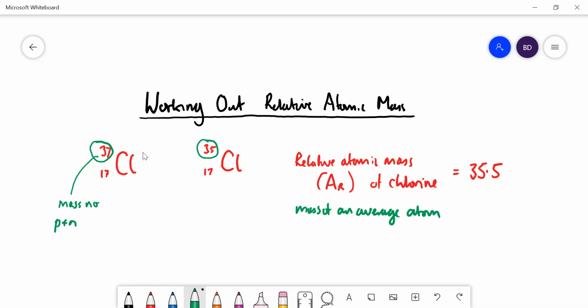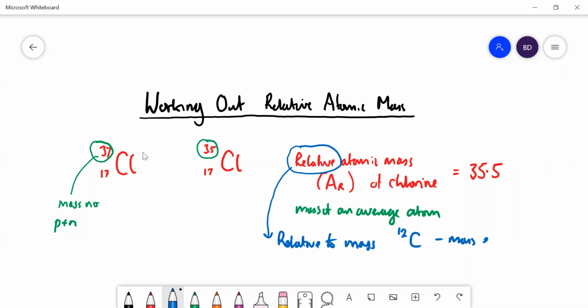You've got two isotopes of chlorine there, and if you're wondering what this relative bit means, that's a technical term. It's relative to the mass of carbon-12. The carbon-12 isotope is defined as having a mass of exactly 12. When I was at school, I always used to think, why do they do that? Why don't they just say relative to the mass of one hydrogen, and compare everything to that? Well, there's a reason for that.